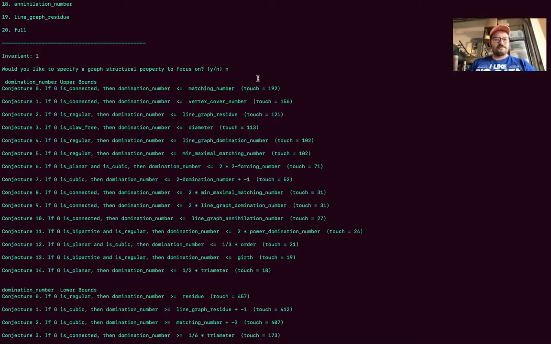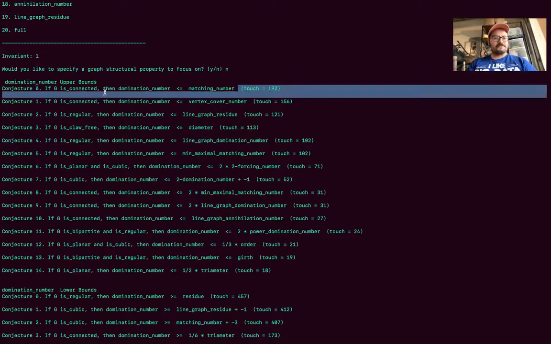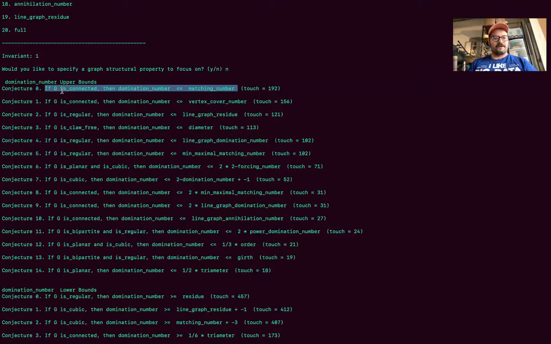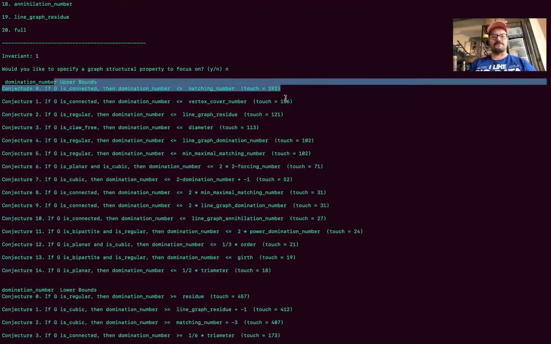So for upper bounds, we see that we have this conjecture here. So this is the actual conjecture. If a graph G is connected, then the domination number is at most the matching number. This is a score. It is, in a way, weighting how important the conjecture is. So this weight is higher than this weight. So this conjecture appears at the top of the list.